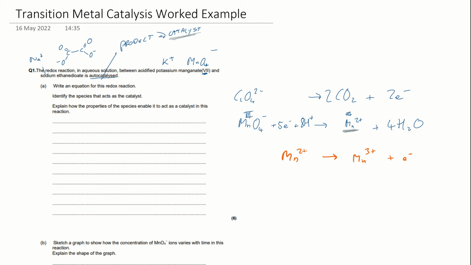This equation can happen. I'm going to write it with a reversible arrow, but it doesn't mean it's really a reversible reaction. It just means it can go in both ways. You can oxidize manganese 2 plus to manganese 3 plus, or reduce manganese 3 plus to manganese 2 plus, and this is how the electrons shuttle through from the ethanedioate to the manganate ions. They go via this Mn2 plus, which turns into Mn3 plus when it gives an electron to the manganate ions.